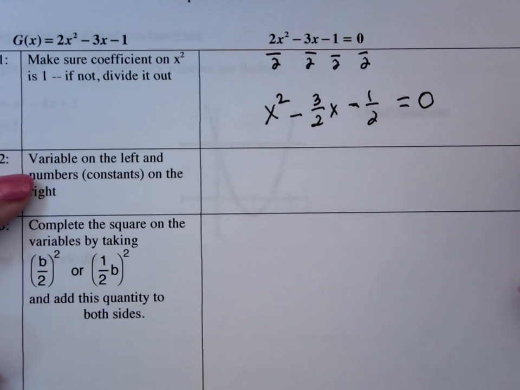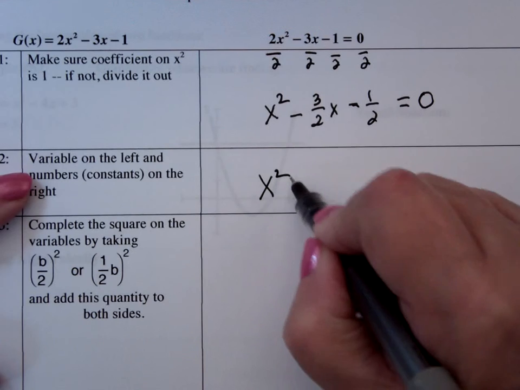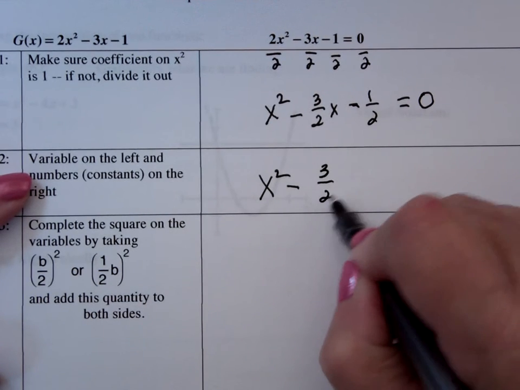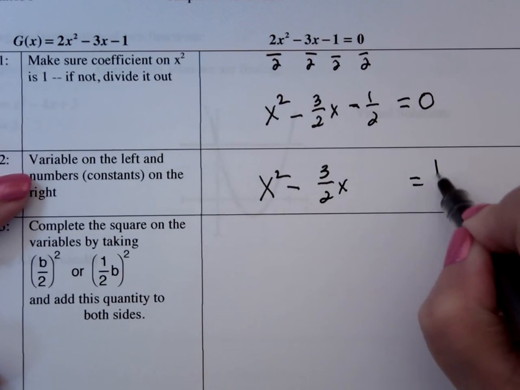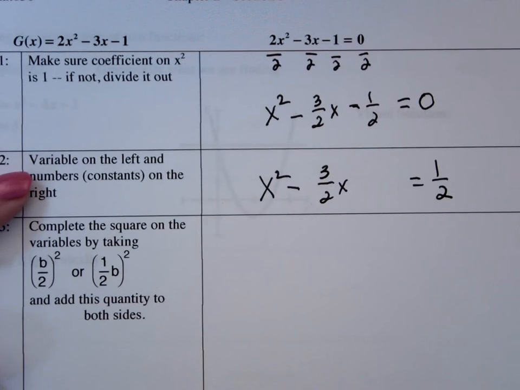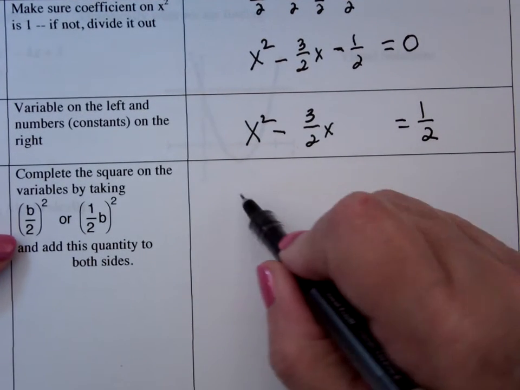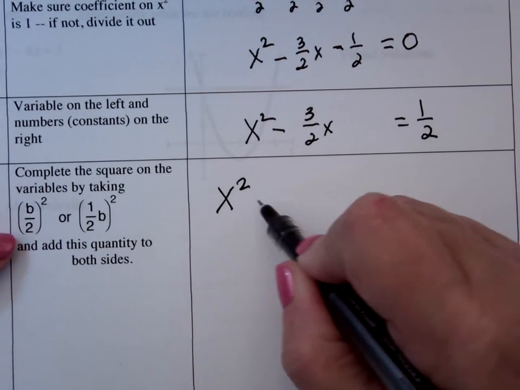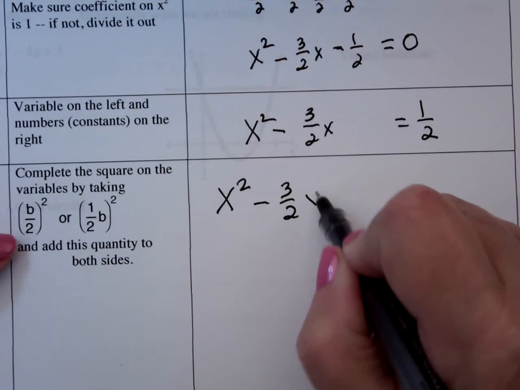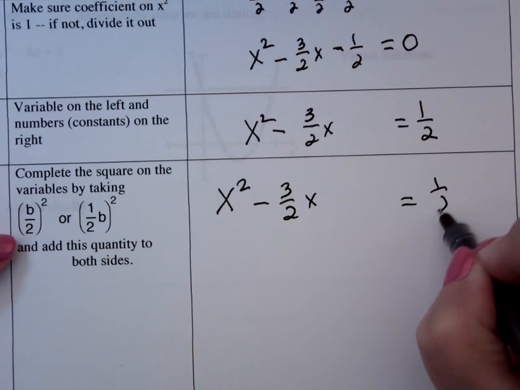Variables on the left, numbers on the right. So x squared minus 3 halves x equals positive 1 half. Complete the square on the variable, so I'm going to rewrite this guy. x squared minus 3 halves x equals 1 half.